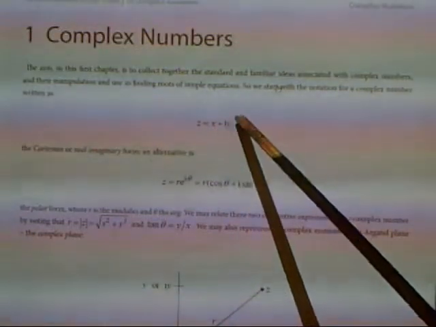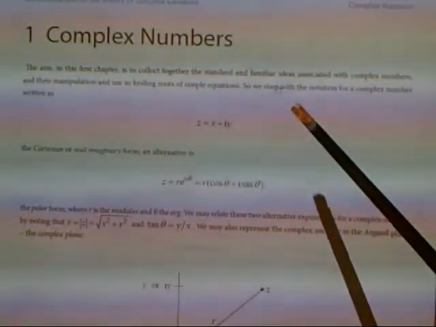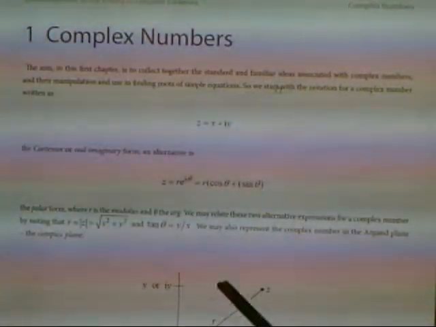Today's lesson is complex numbers. This is a standard complex number. We can write down the equation z = x + iy. In this case, x is the real component and y is the imaginary component.